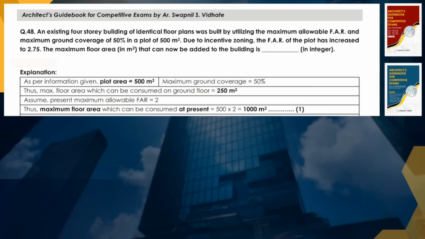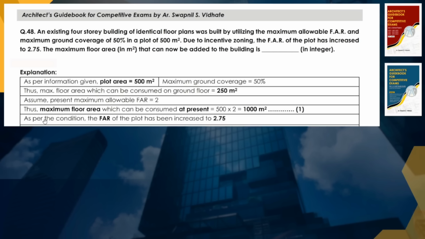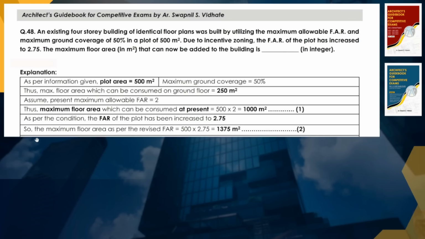So what will be the maximum floor area? It will be 500 divided by 500 multiplied by 2. That means 1000 meters square, right? Now, as per this condition, the FAR of the plot has been increased to 2.75 times, right? So, what will be the maximum floor area as per the revised FAR? It will be 500 multiplied by 2.75. So, that will be 1375 meter square.